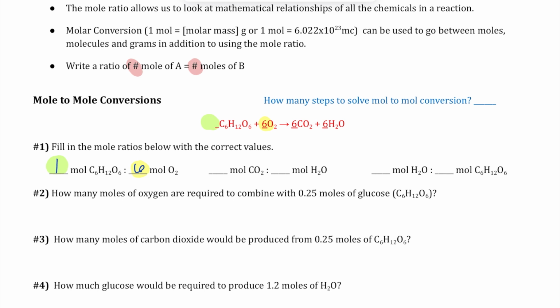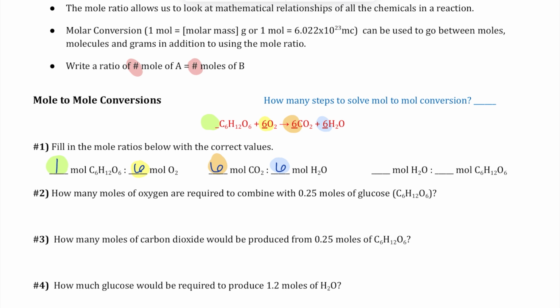Looking at the next one, moles of CO2. In front of that CO2 in our balanced chemical reaction, we have a 6. So 6 moles of CO2 to our moles of H2O, which also has a 6. So that would be a 6-to-6 ratio. We could simplify this, but because we're using this to do a calculation, we don't necessarily need to simplify this to be a 1-to-1 ratio. Our focus is that in the entire reaction, the ratios are as simplified as possible.